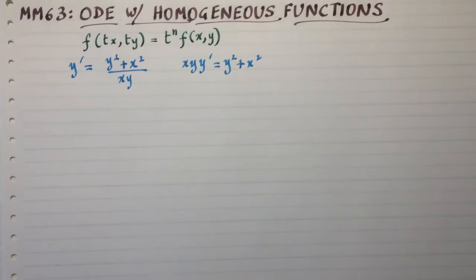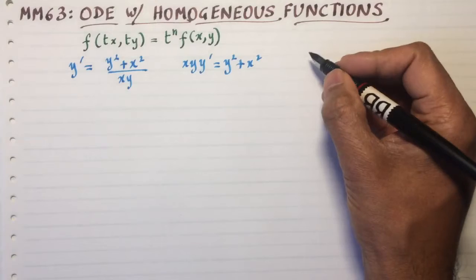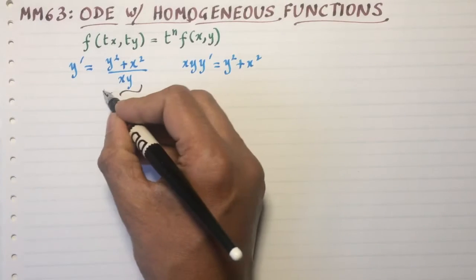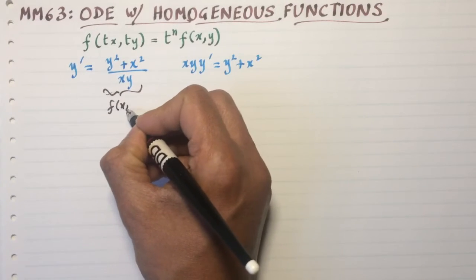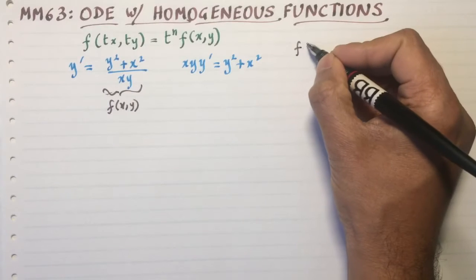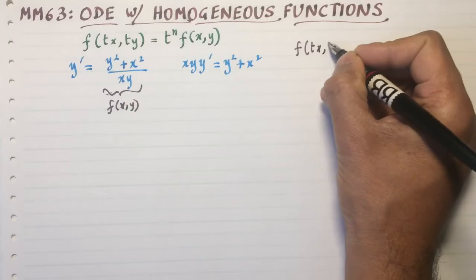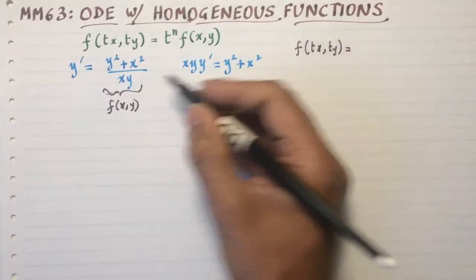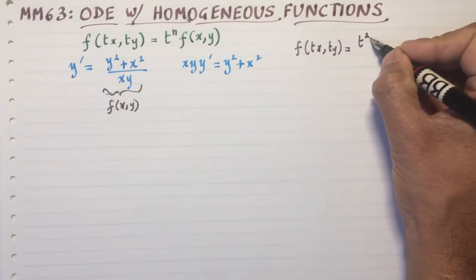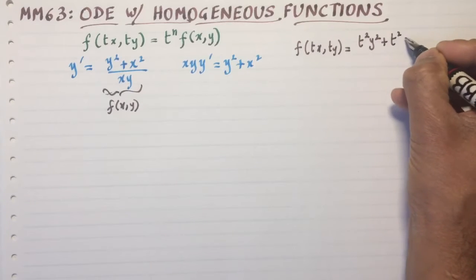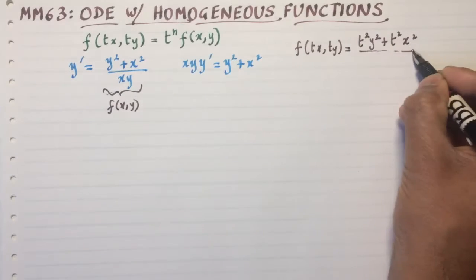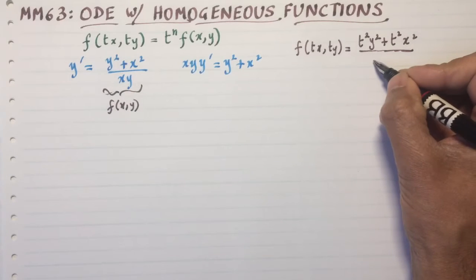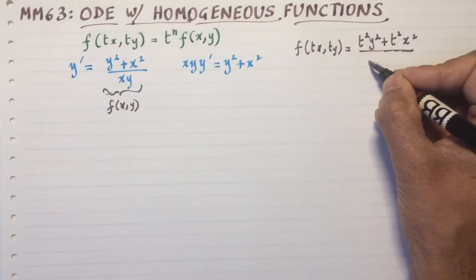And why is it a homogeneous function of order 2? Let us see if it satisfies the test. This is f of xy. So f of tx, ty in this case is going to be t squared y squared plus t squared x squared over tx ty.